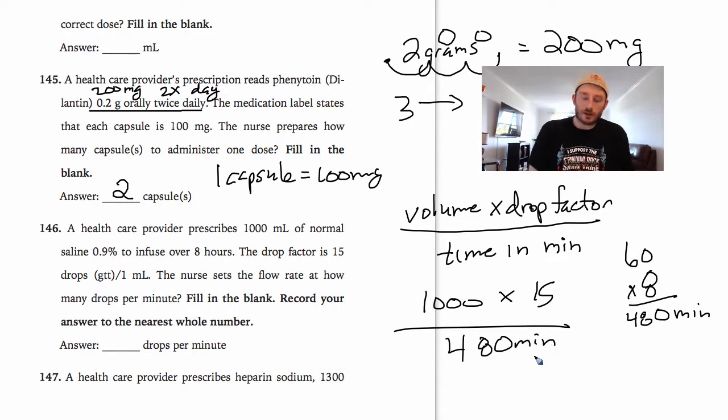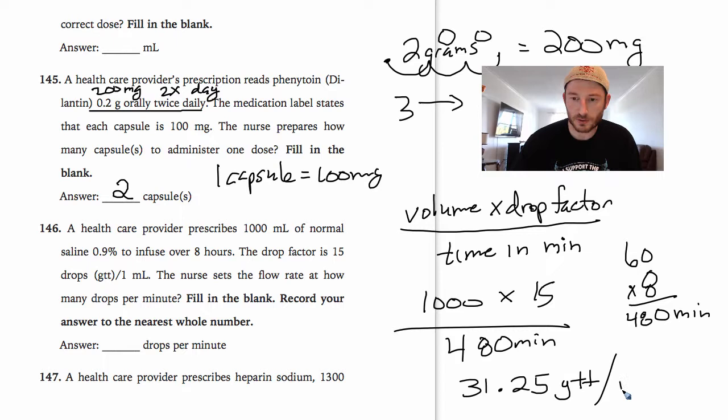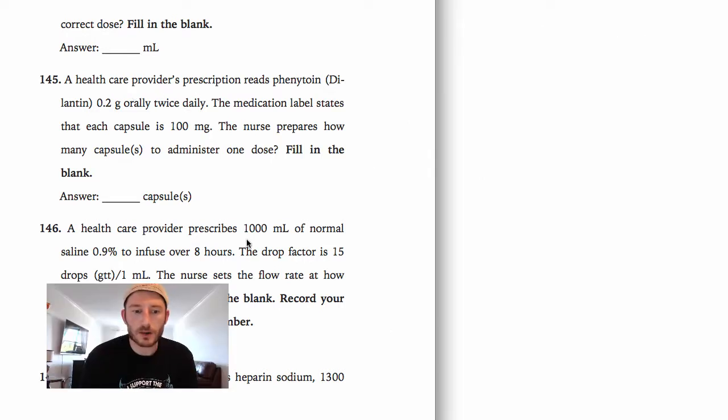So just use a calculator. 1,000 times 15 divided by 480 equals 31.25. Hopefully that's what you got. 31.25 GTT per minute. Drops per minute, and round to the nearest whole number, 31. And you're done.